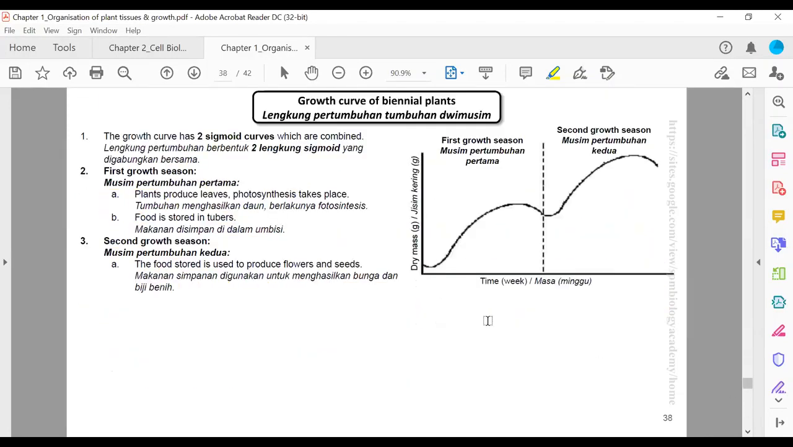Next, let's move on to growth curve of biennial plants, lengkung pertumbuhan tumbuhan dwi-musim, which lives for 2 seasons. So this is the first growth season.